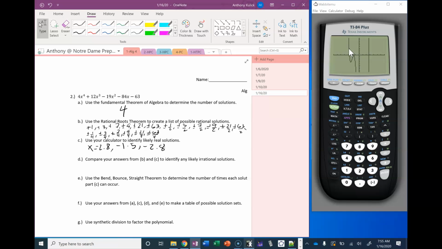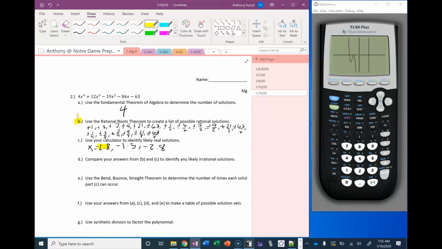Okay. All right. So now I'm going to look to see if any of these guys are irrational. So how do I do that? I take the number and I see if it's on my list here in B. Is anything on my list in B close to 2.8?